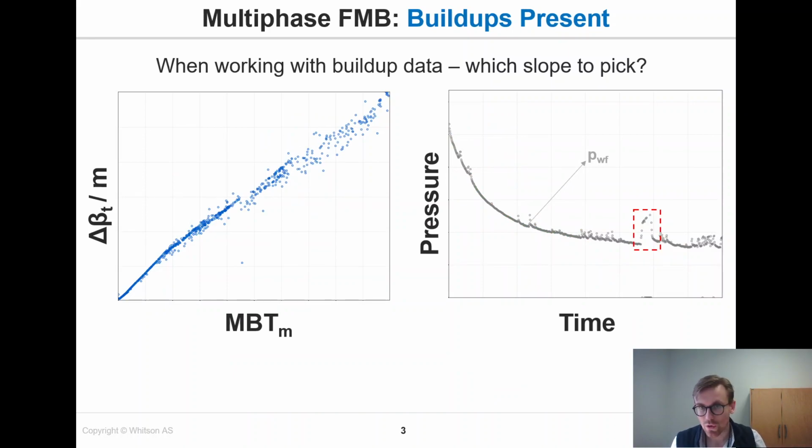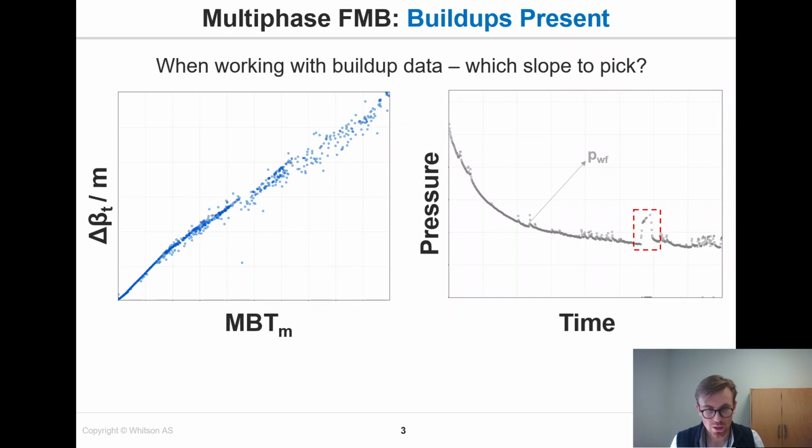Another special case is if you're dealing with buildup data. So if you have buildup data present, okay, and in this particular example, you see that you have a buildup period right here, and this data is from a gauge, so we know we have a lot of confidence in the gauge data right here. So we know that these are legit buildup data versus time.